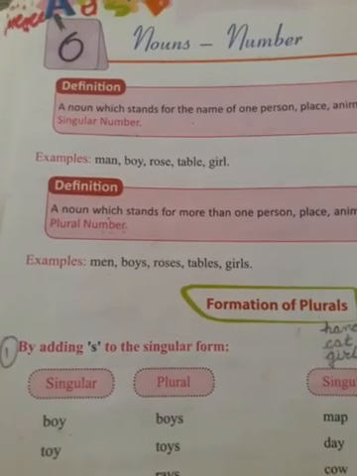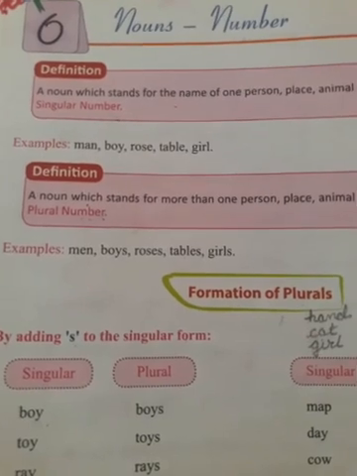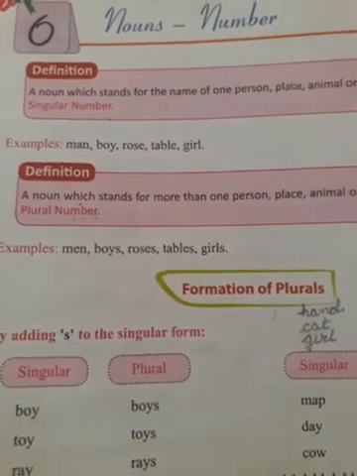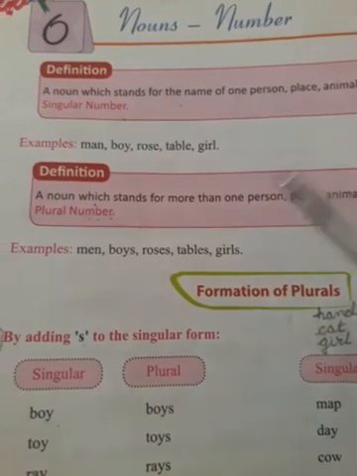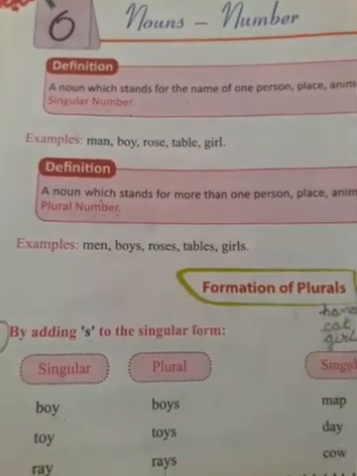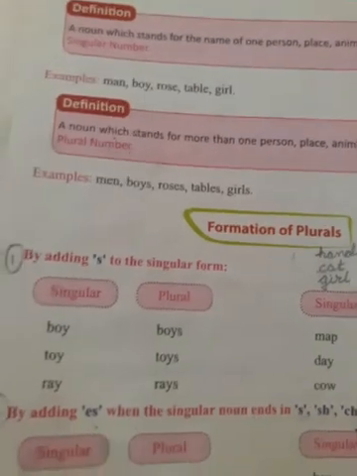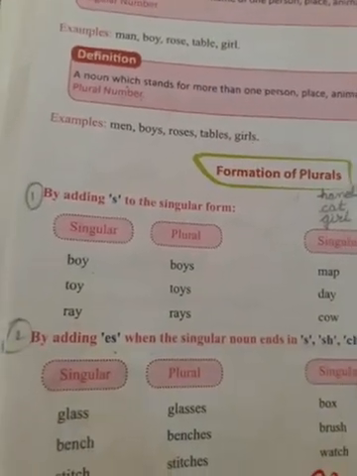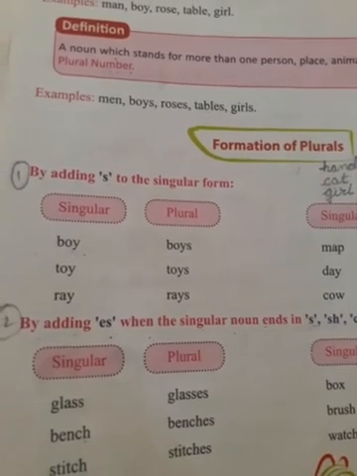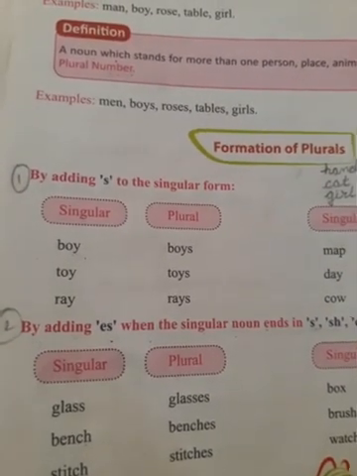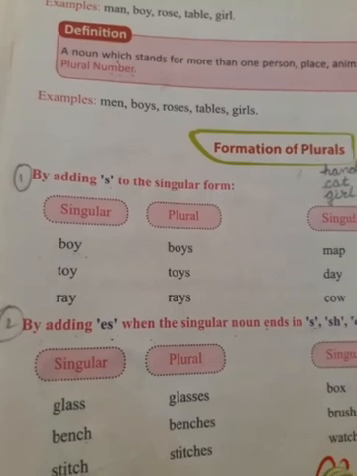As I am teaching you Chapter 6, Nouns: Number, singular number, plural number. I had already taught you the definition and the example also: singular number man, plural number men, and the formation of plurals. The three rules I have already taught you. The first rule is what? By adding s to the singular form. Example, boy, boys. Second rule, what says?